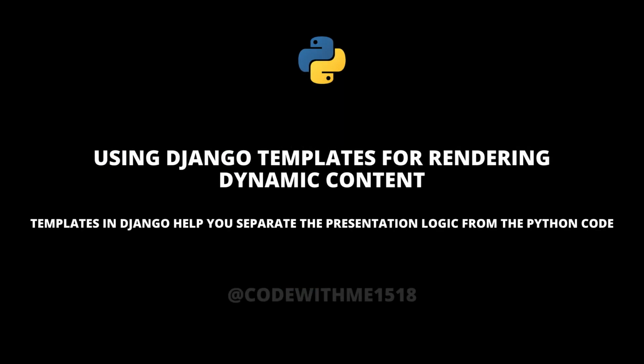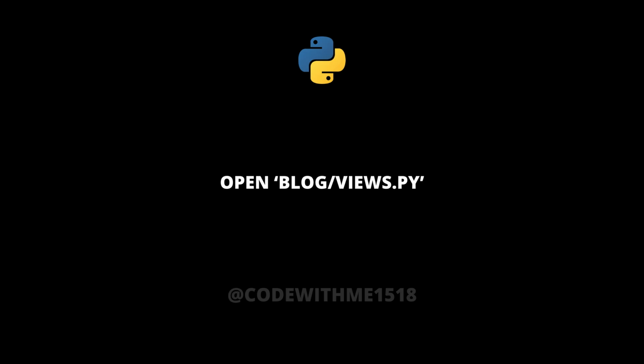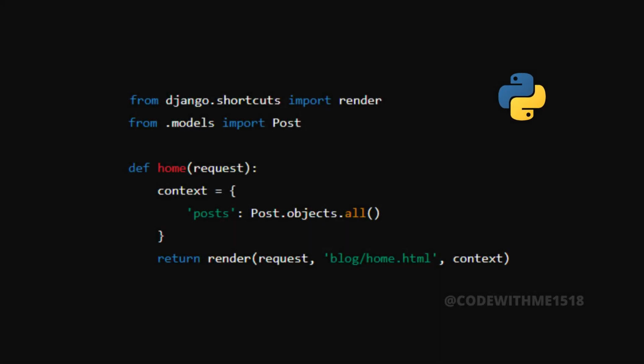Now, let's use Django templates to render dynamic content. Templates in Django help you separate the presentation logic from the Python code. Let's create a simple view to display all blog posts on the home page. Open blog/views.py and define a view that retrieves all posts and renders them using a template.